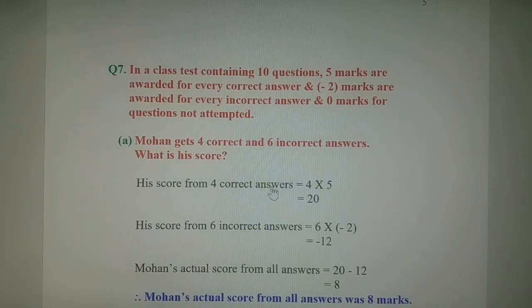His score from correct answers is 20 and his score from incorrect answers is minus 12. So Mohan's actual score from all the answers he attempted will be 20 minus 12. So 20 marks are the marks which he earned by answering correctly, and 12 marks are the marks which are deducted for giving the answers incorrectly. So 20 minus 12, 8. So Mohan's actual score from all the answers was 8 marks.